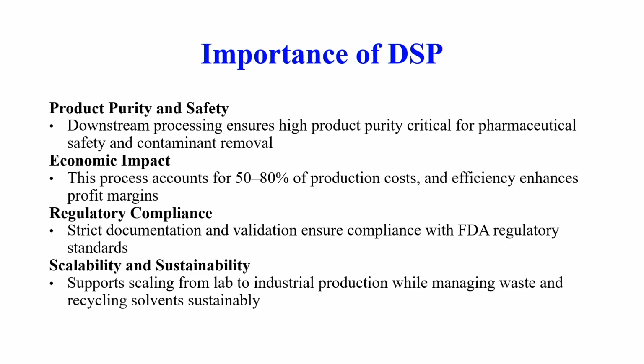So, now what is the importance of downstream processing? It ensures high product purity, which is critical for pharmaceutical safety and contaminant removal. But it has certain economic considerations, particularly that it may account for 50 to 80% of product cost, and when this efficiency improves, it enhances profit margins. Next is regulatory compliance. A given product should comply with different regulatory standards, let us say the FDA or so. Strict documentation and validations are required.